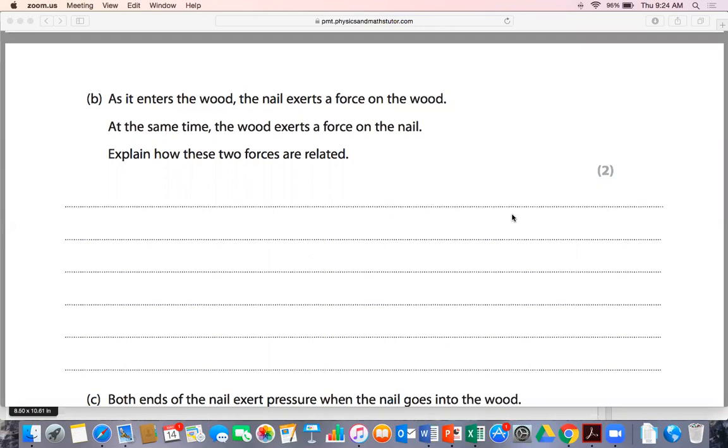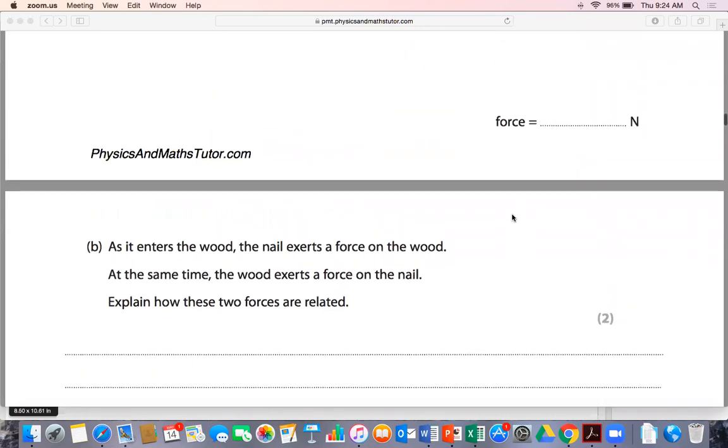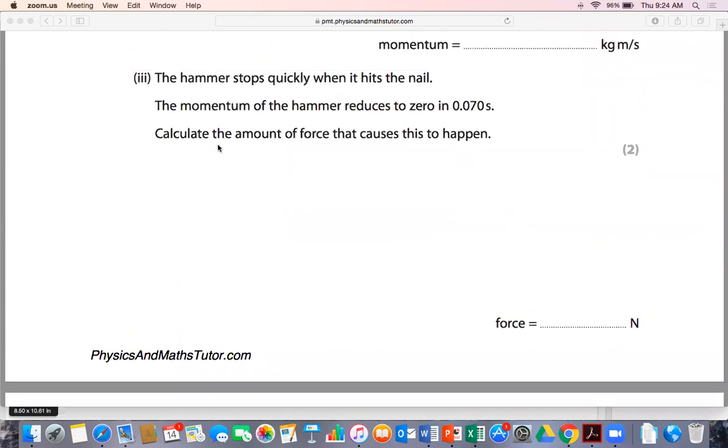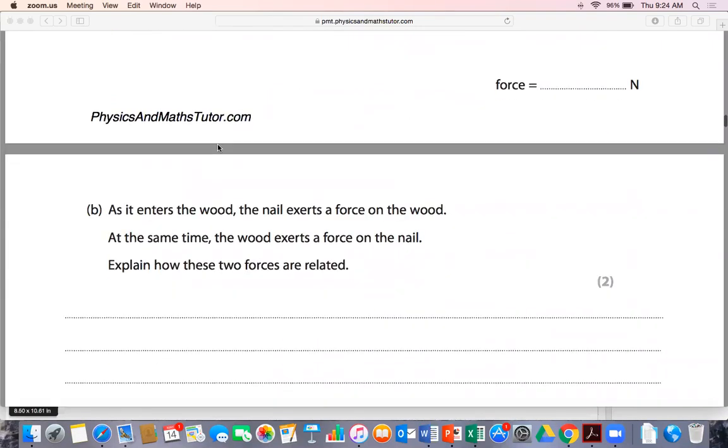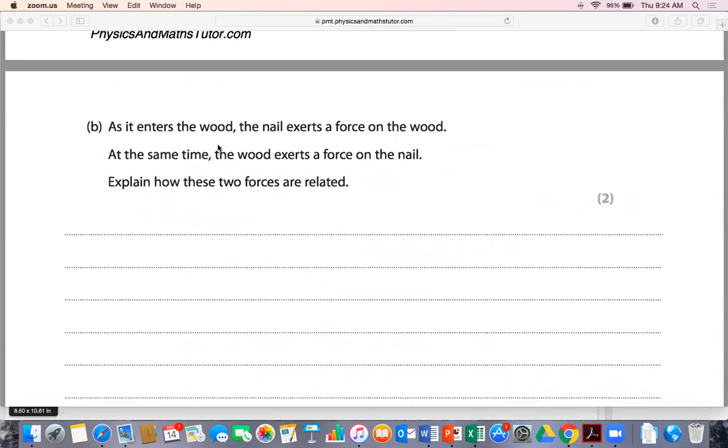Now read the question. It says, as it enters the wood, the nail exerts a force on the wood. But at the same time, the wood also exerts a force on the nail. How do these two forces relate to each other? Is it something about collision? Explosion? Is it the area and the pressure thing? This one sounds like that bullet example, but I don't know how to explain.